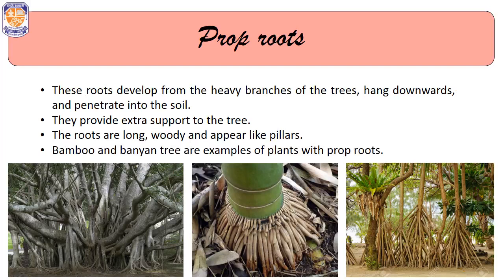Bamboo and banyan tree are some examples of plants with prop roots. The first picture displayed here is of a banyan tree, where you can see there are hundreds of roots which are arising from the branch itself, and then they extend downwards. So this was an explanation about prop roots.